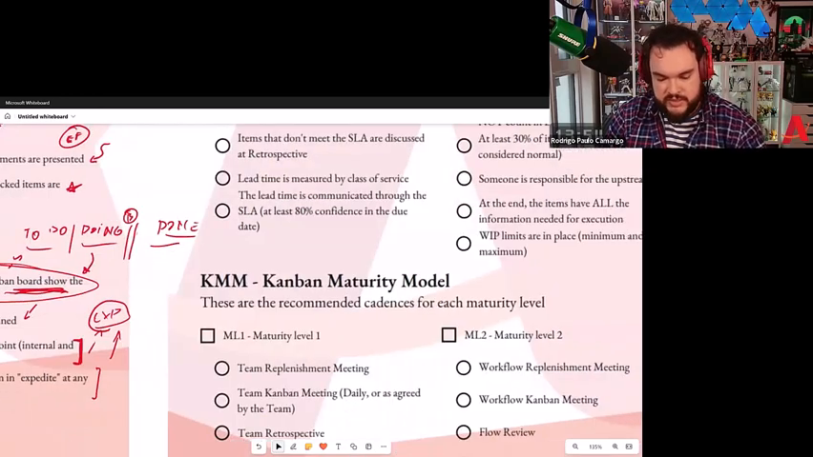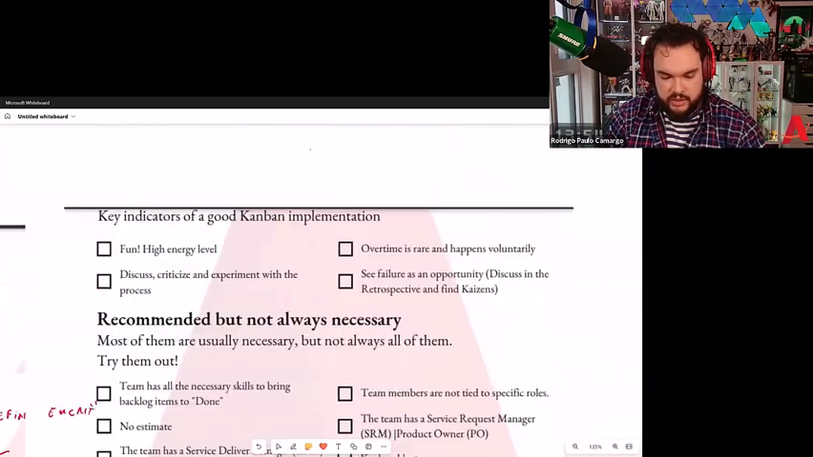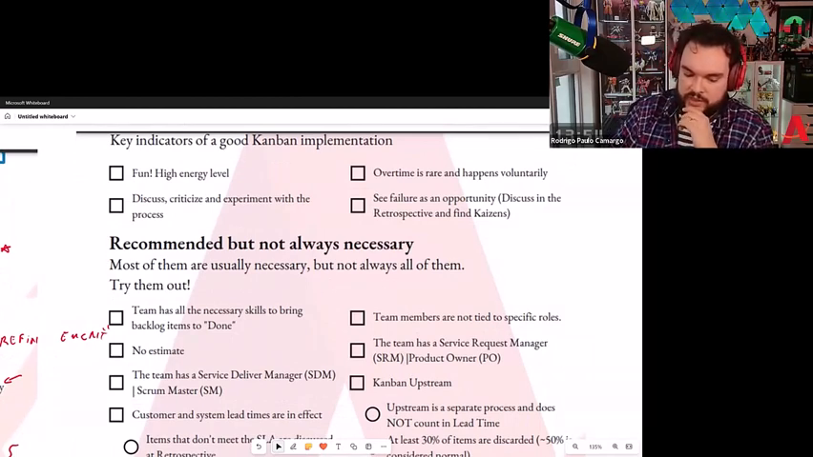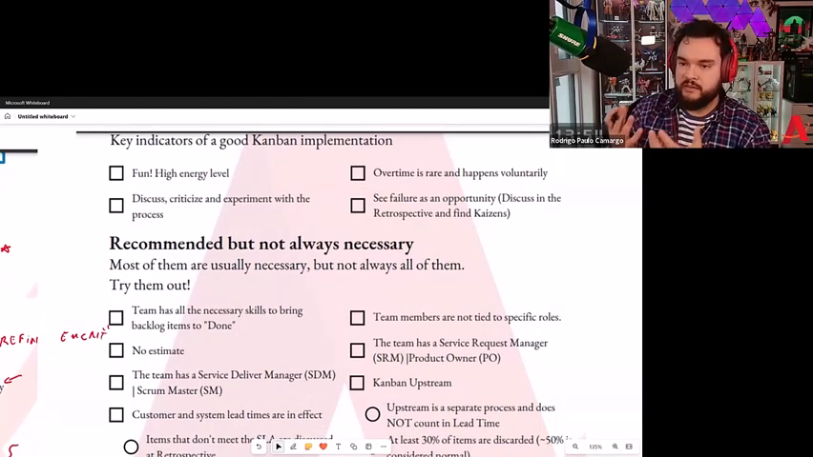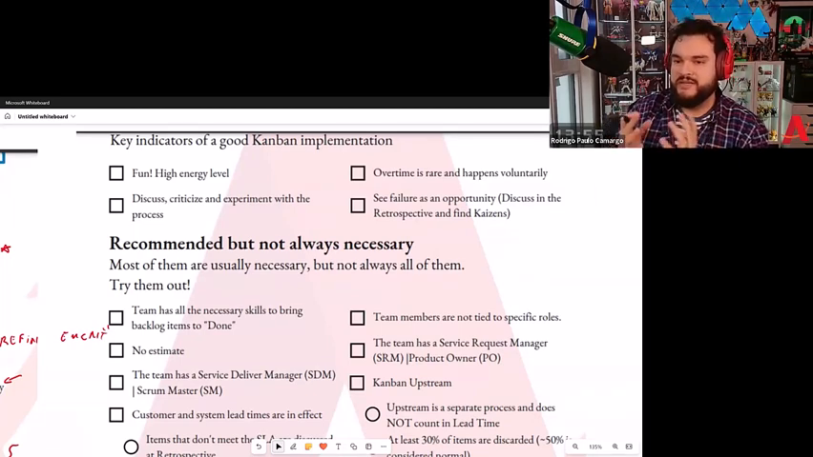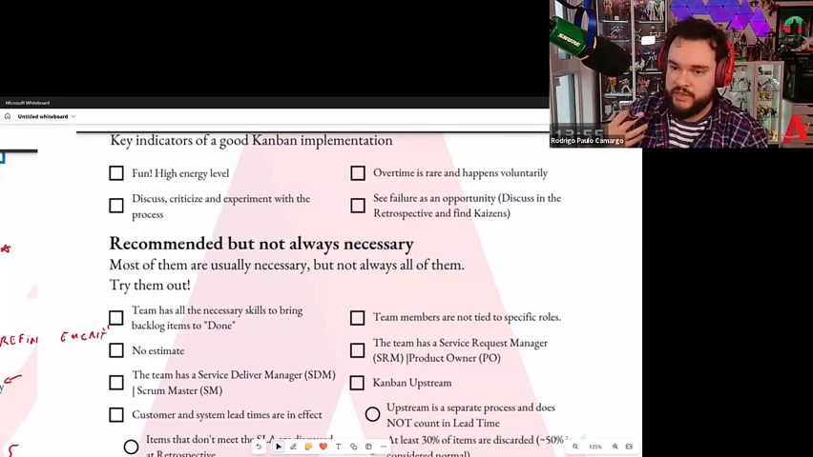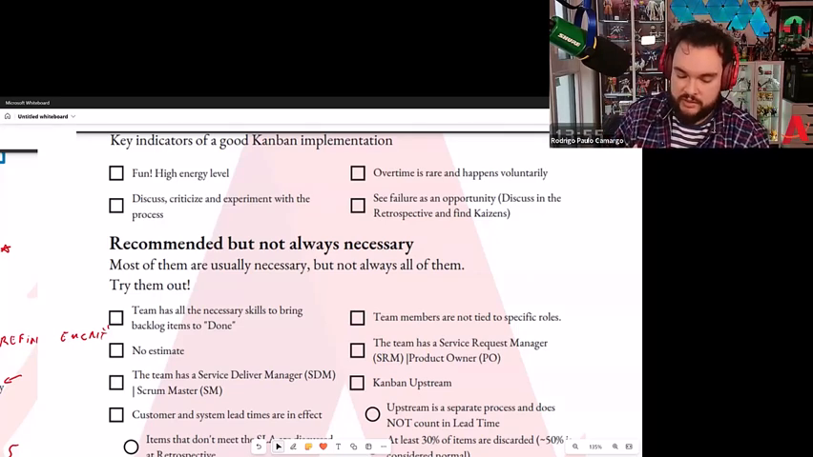Then we go to the second page, and we get to the key indicators of a good Kanban implementation. And basically this is like, okay, are we implementing Kanban well here? And these are basically open and simple questions. The first one is, are you having fun? Do you have high energy levels? Are people coming to our company and saying, yes, I love to work here, right?